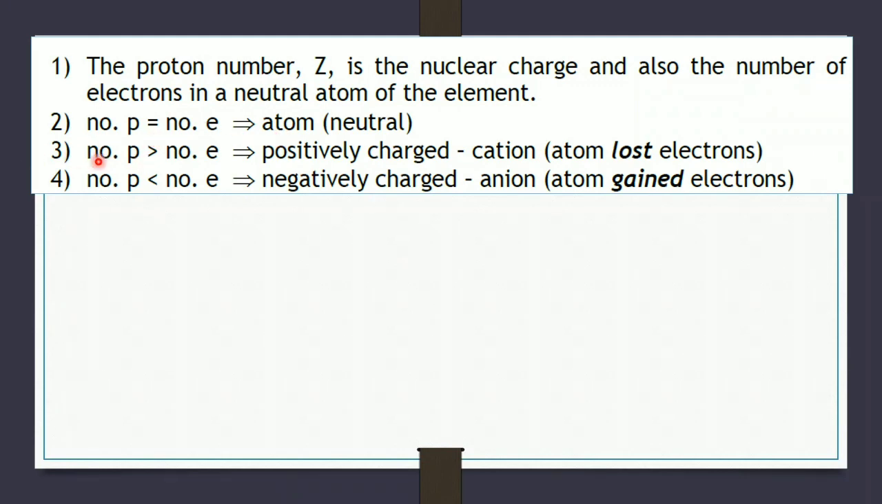And when the number of protons is more than the number of electrons, we will get a positively charged ion, a cation, because the atom has lost electrons. And when the number of protons is less than the number of electrons, the atom will become a negatively charged ion, which is an anion. It means that the atom has gained electrons.